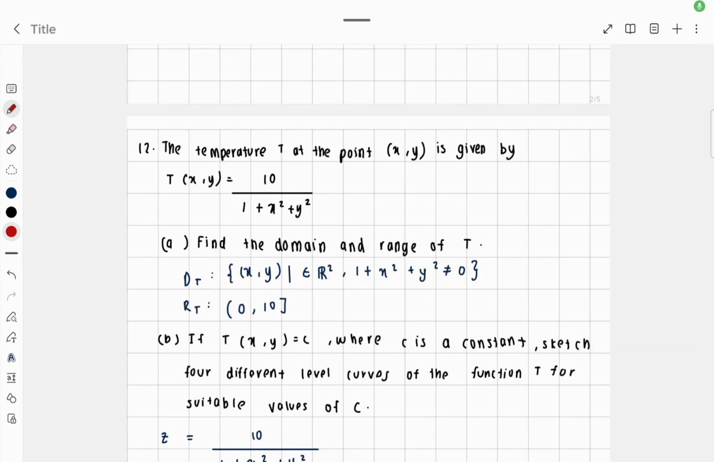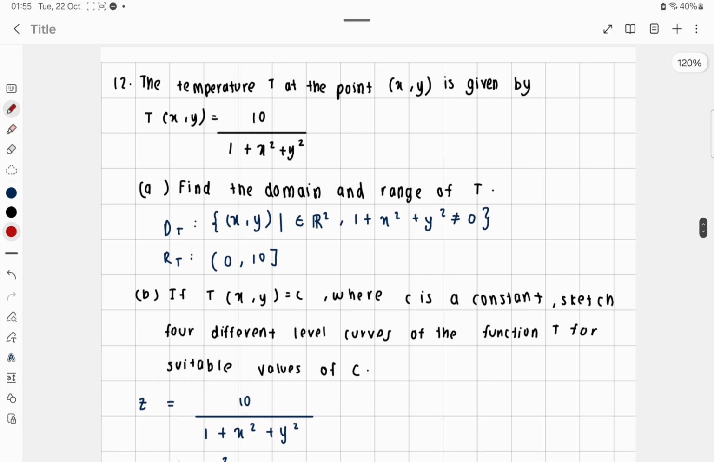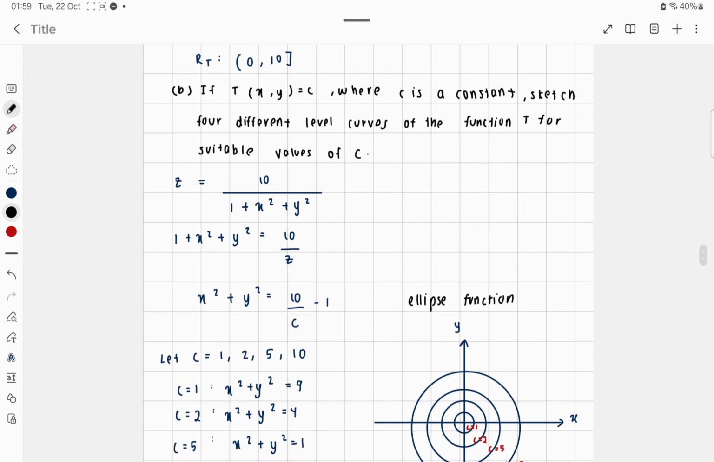Question 12, the temperature T at the point (x, y) is given by T(x, y) equals 10 over 1 plus x squared plus y squared. 12a, find the domain and range of T. For the domain, we will get a constraint that 1 plus x squared plus y squared is not equal to 0. And for the range, we will get z in between 0 up until 10. For question 12b, if T(x, y) equals c, where c is a constant, sketch 4 different level curves of the function T for suitable values of c.